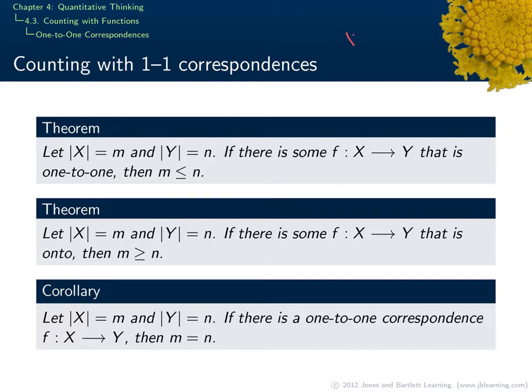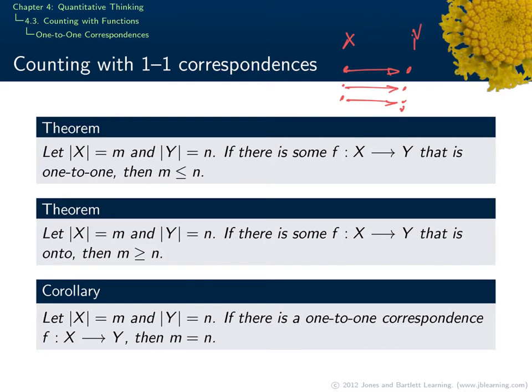And you can sort of visualize it in this way. If we're going to have a one-to-one function, then distinct elements in X must be sent to distinct elements in Y. And so that means the number of things in Y had better be bigger than or equal to the number of things in X, as otherwise it would be impossible for every two distinct things in X to be sent to different things in Y.